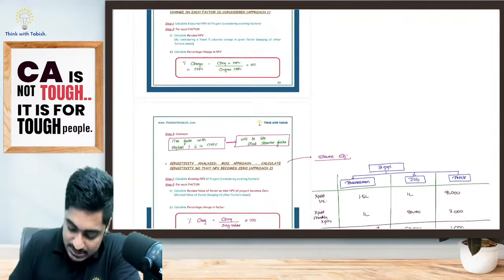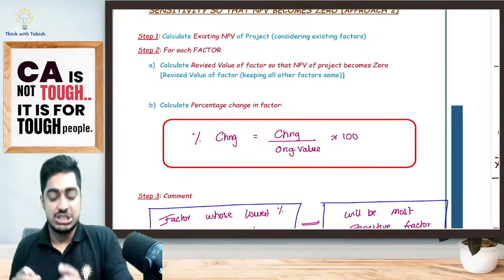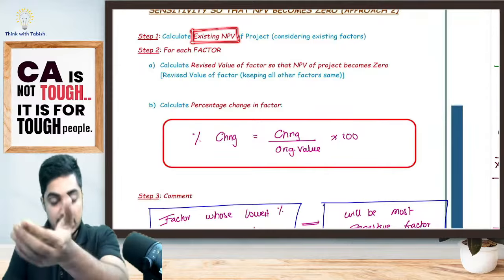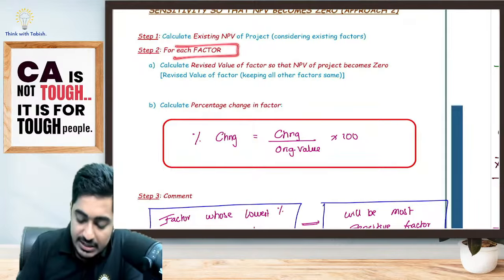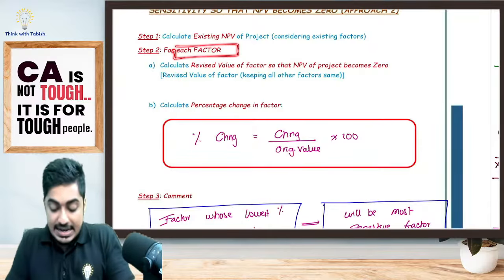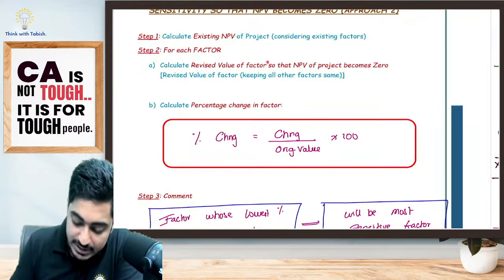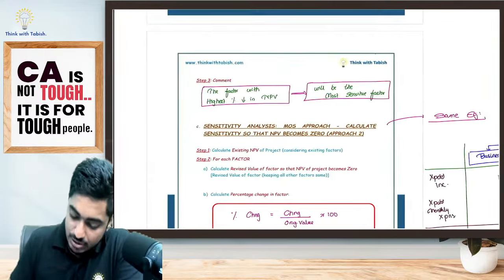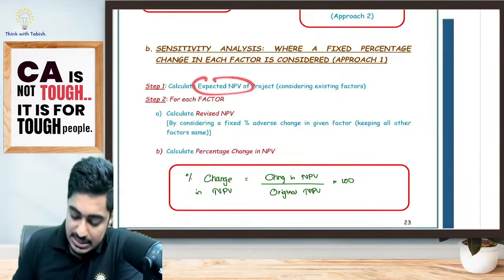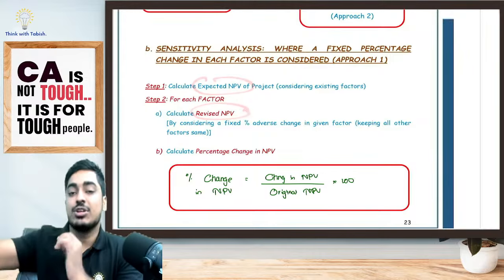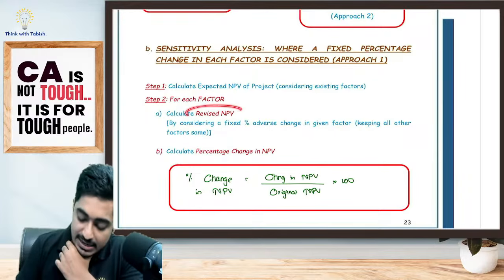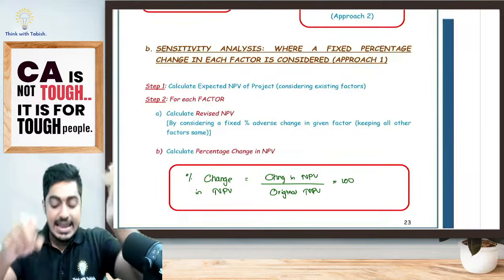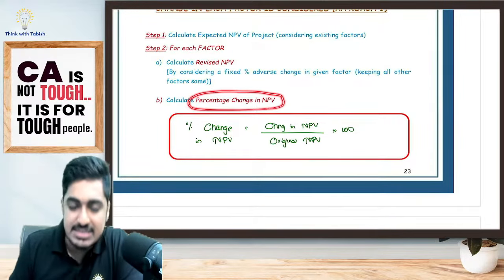So now look at the steps. Everyone, what I am going to do. Step number 1, existing NPV I will calculate. Right now, how much NPV I am calculating. Step 2, for every factor that your question is asking, first calculate what is going to be the revised value of the factor. Based on that, calculate your revised NPV. That is, after your factor adversely changes, what is going to be the NPV? Once you have calculated a revised NPV, previously it was 50,000, now it is 40,000, calculate by how much percentage your NPV has changed.